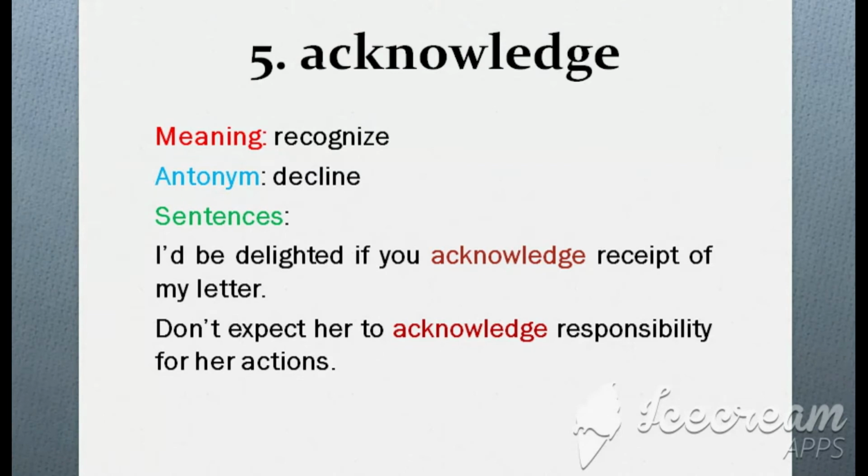Word number 5, acknowledge. Acknowledge means to recognize. Opposite is decline. Sentence number 1 with the word acknowledge. I would be delighted if you acknowledge the receipt of my letter. Don't expect her to acknowledge responsibility for her actions.